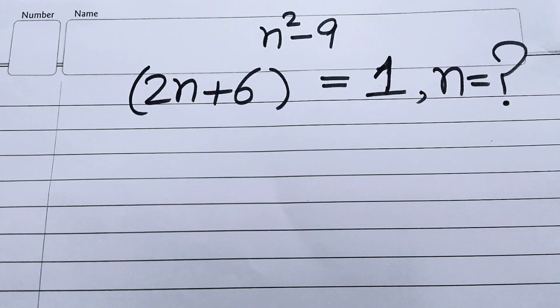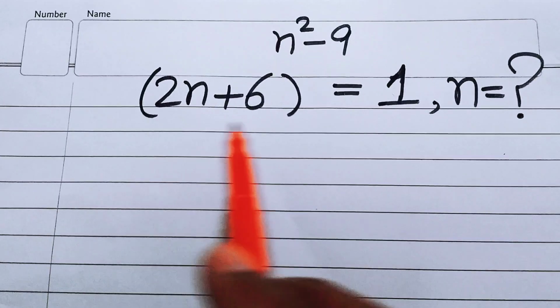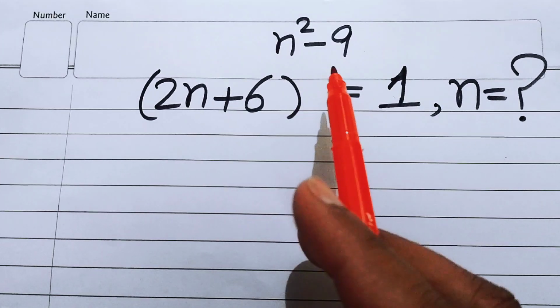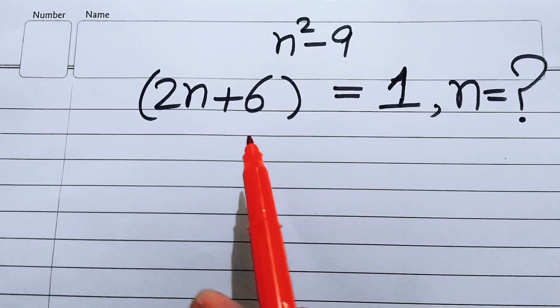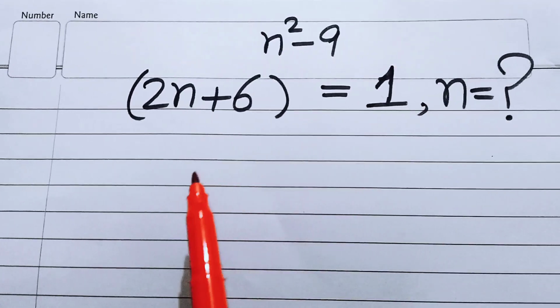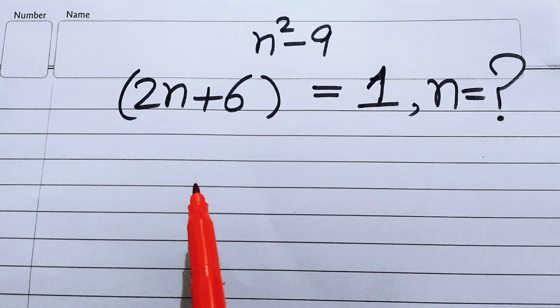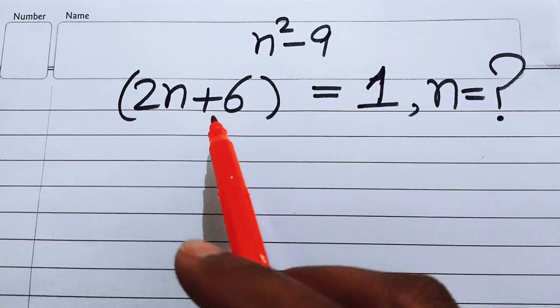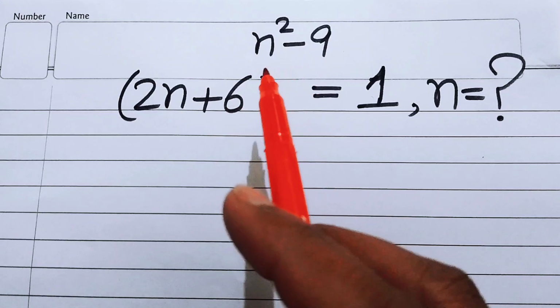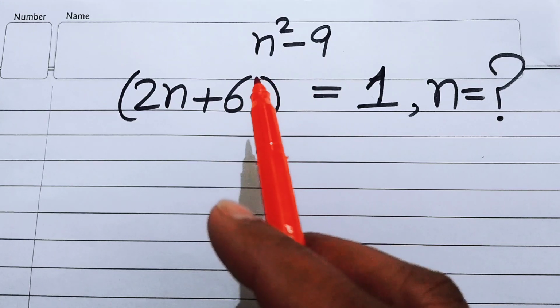In this video, we are going to solve this nice math algebra problem. And here we have (2n + 1) to the power n² − 9 equals 1. And we solve this problem for the values of n. So here, remember one thing: it is an exponential function in which we have a base and an exponent. A variable is involved in both base and exponent.